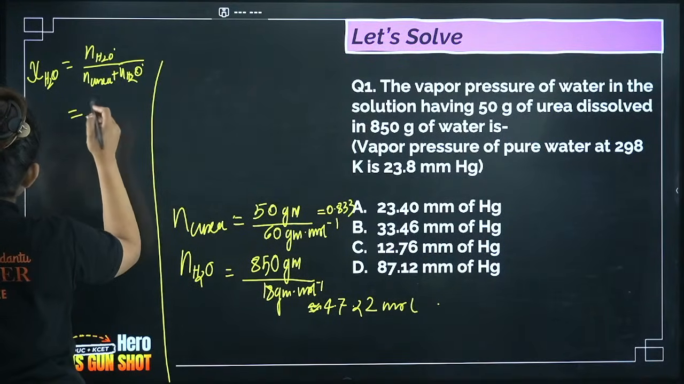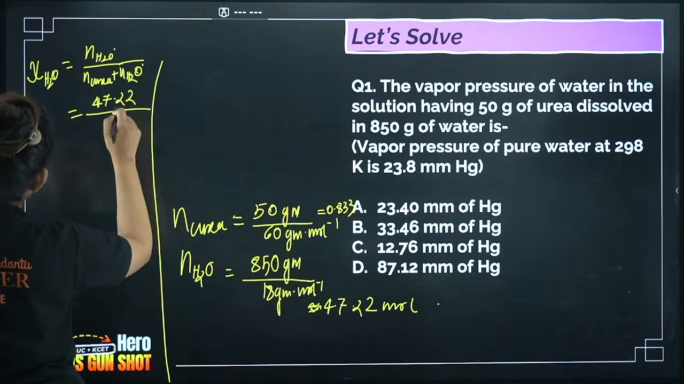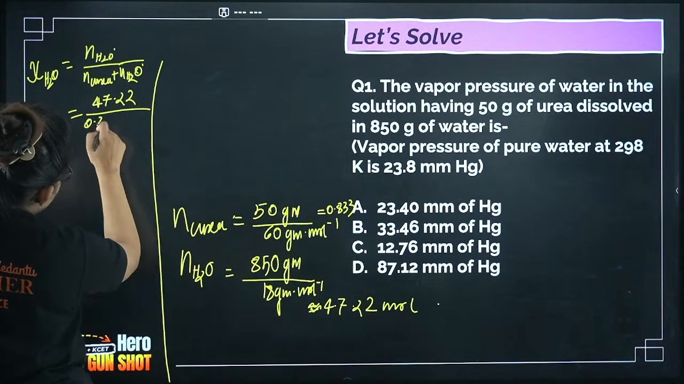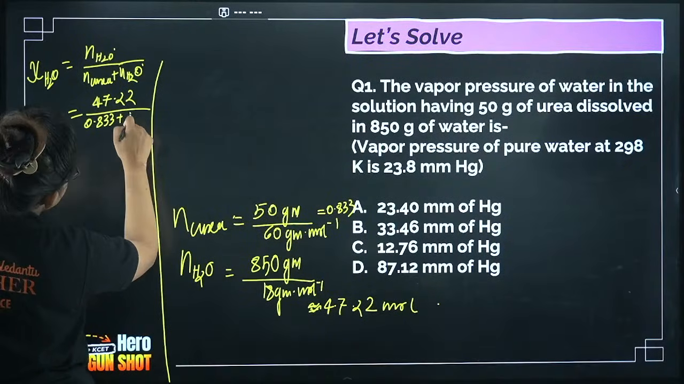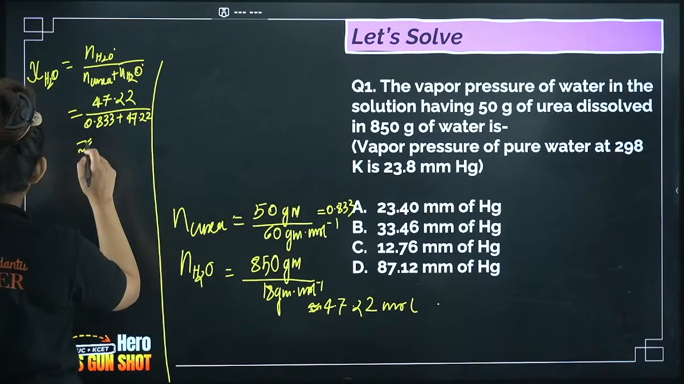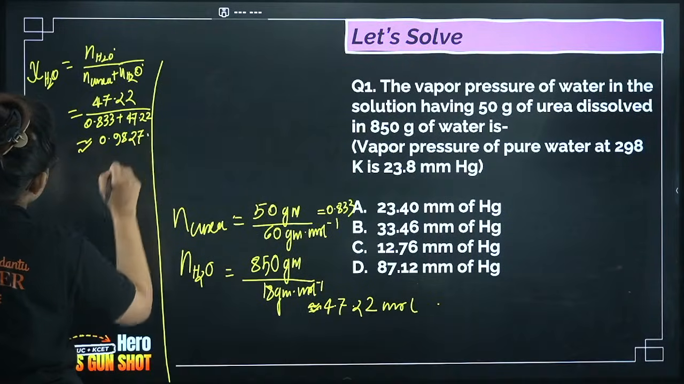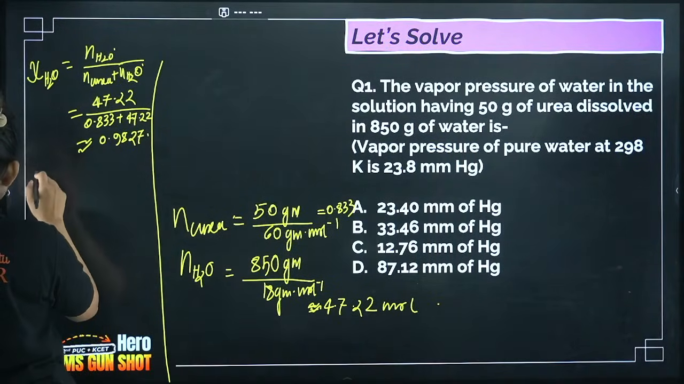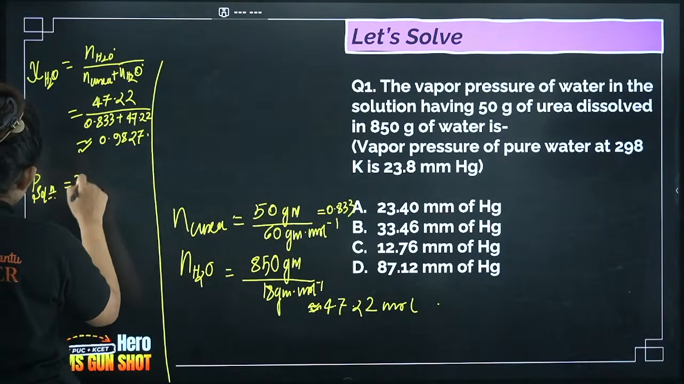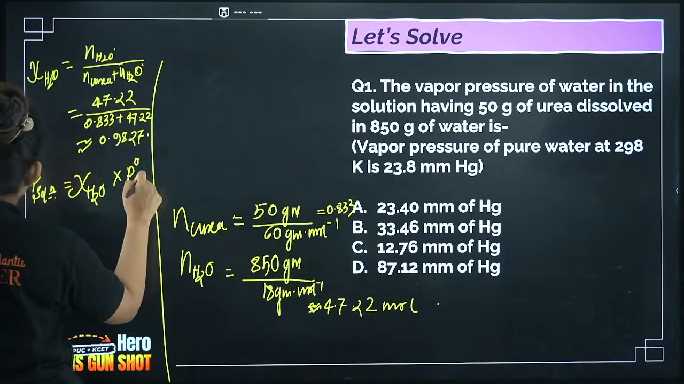Okay, if you calculate, for water it is 47.22 divided by the total, that is 0.833 plus 47.22, you will get almost equal to 0.9827. Got it? Now you just apply Raoult's law. Solution, that is basically equal to mole fraction of H2O into P0 of H2O, right?